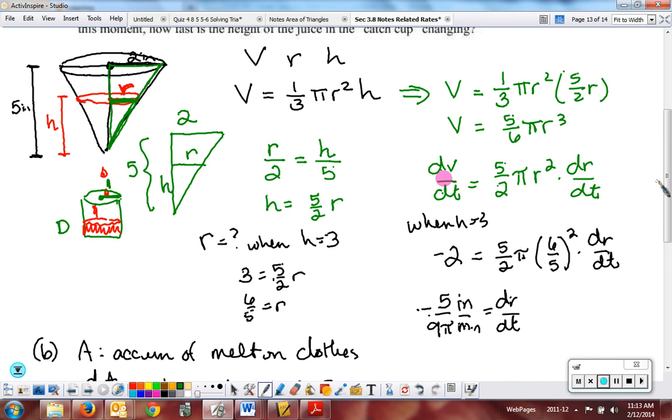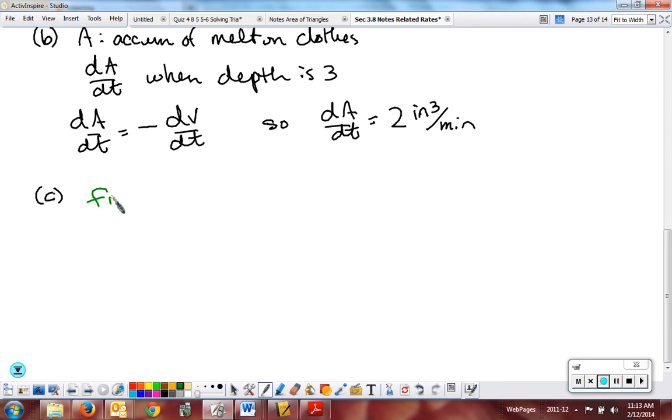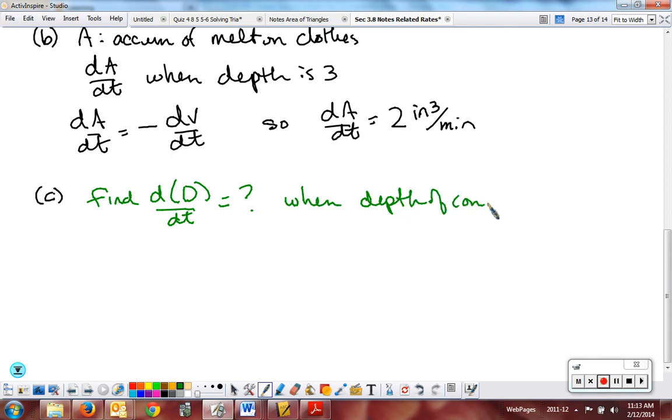Alright, what are we actually trying to find? How fast the height is changing. What is that? dD/dt. So find the derivative of the depth with respect to time when h, the depth of cone liquid, is 3. What's the formula? What do you think?